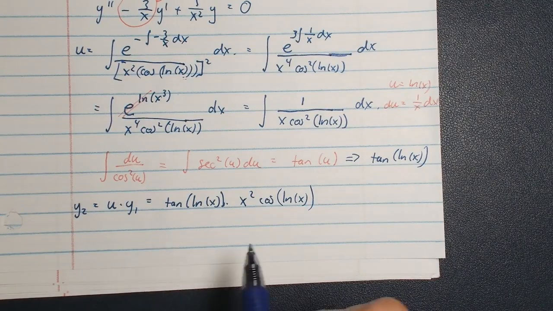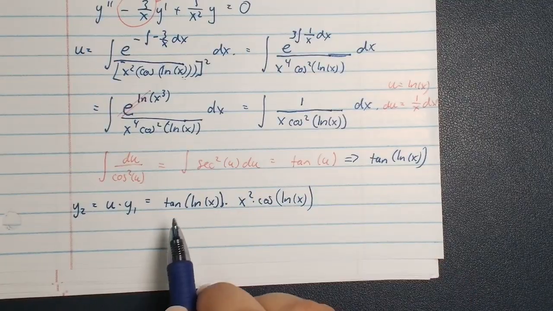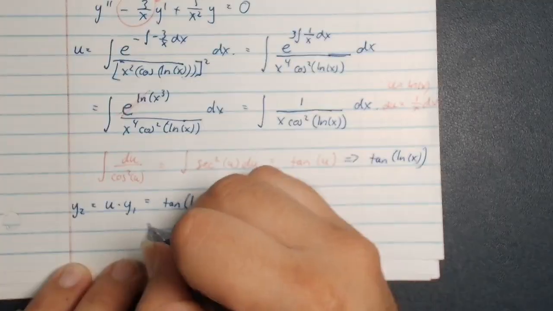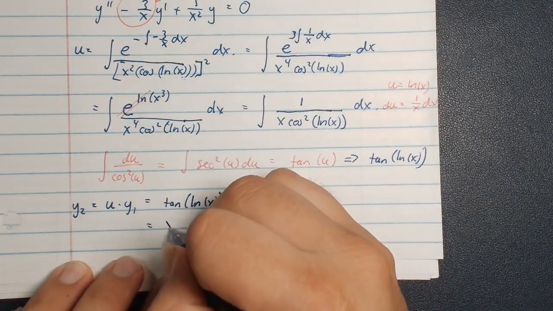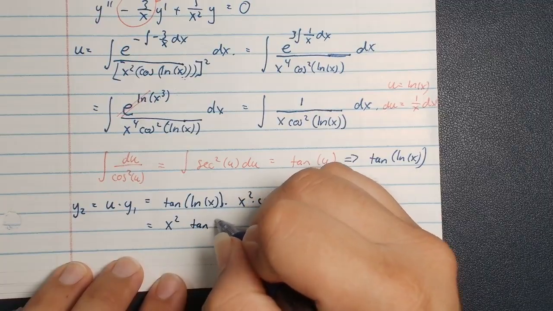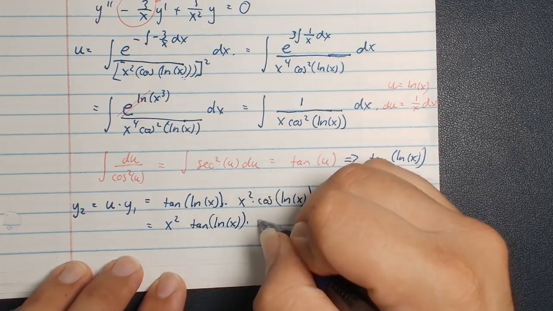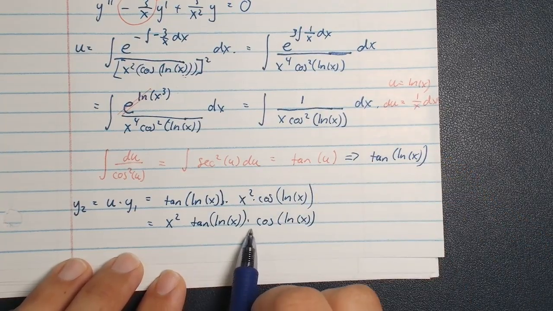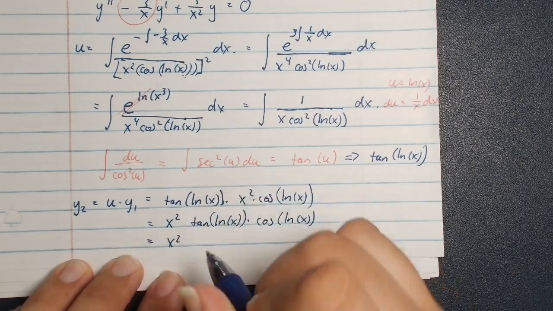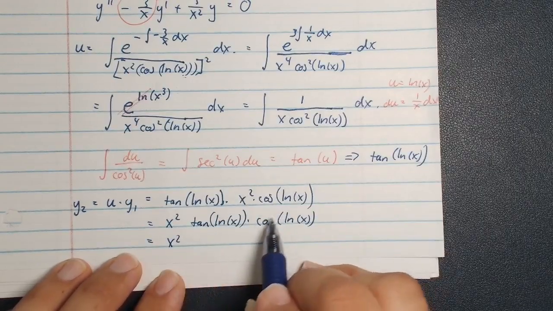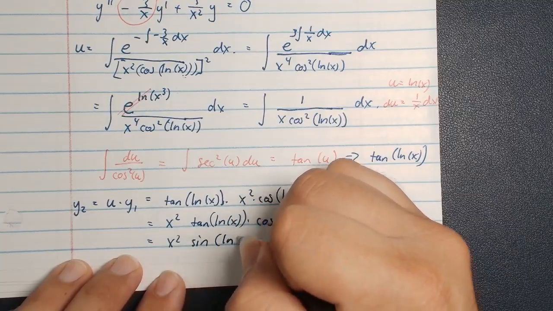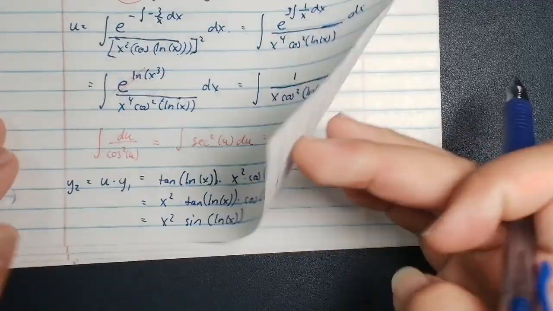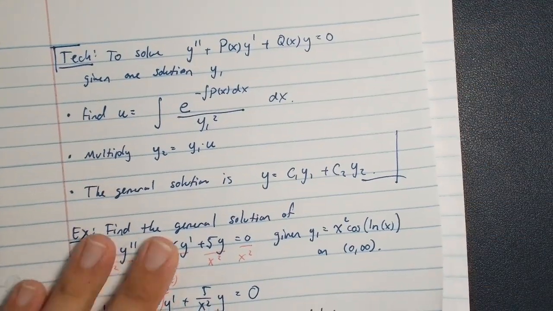But here, these are 3 different factors that are being multiplied, and multiplication is commutative. I can change this to whatever order I like, and I want to put the x squared in the front. Over here, I've got tangent of the natural log of x times cosine of the natural log of x, and tangent times cosine is going to give me sine of this argument. So here I end up with x squared. Remember, tangent is sine over cosine. The cosine cancels that cosine, and I'm left with sine of natural log of x. So here I find the second element of a fundamental solution set. And so now we found our y2, and now we're almost done.